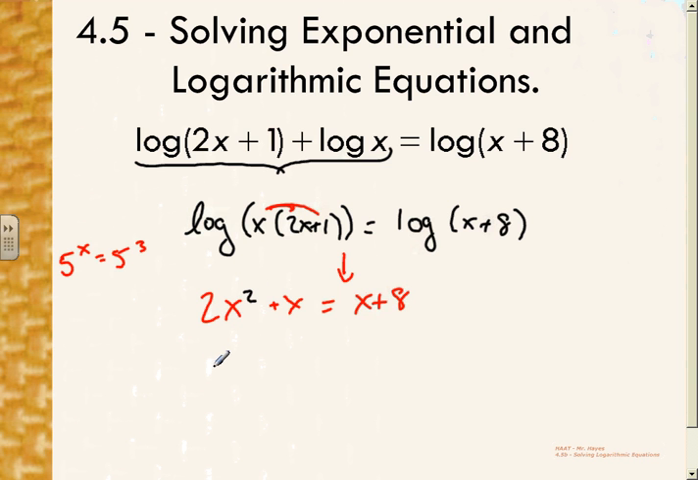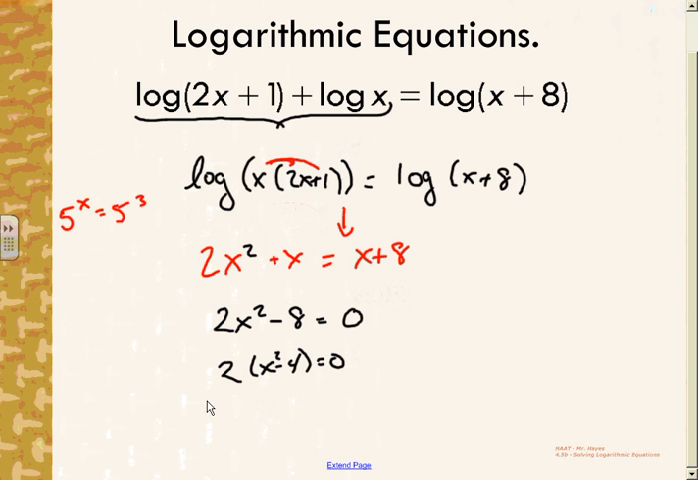So when you do this, you move everything over to one side. When we subtract everything else over, you're going to get this. So then I factor out 2. So then at this point, you've got 2 times x plus 2, x minus 2 is equal to 0.